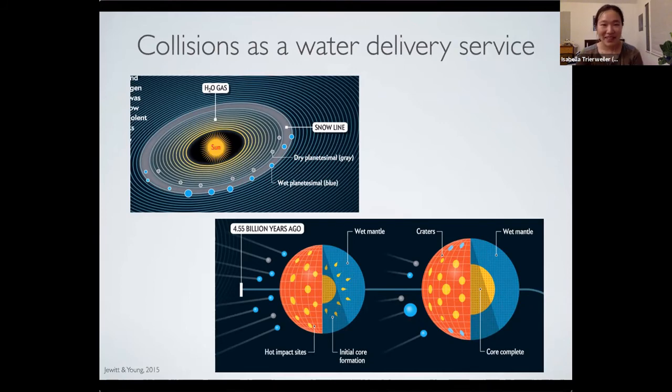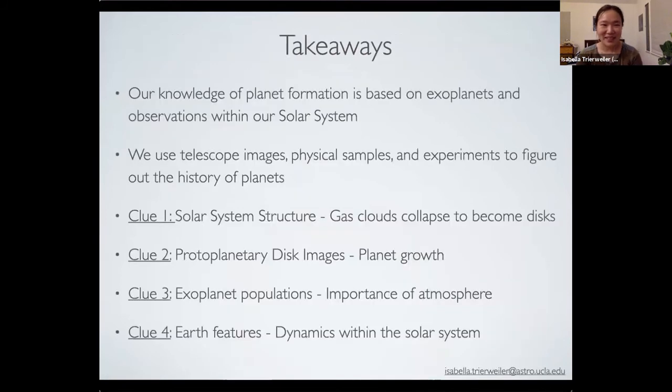So I'll stop there with our details on planet formation and just leave up some takeaways. So we know a lot about planet formation, both from within our solar system and from far, far away from our solar system. We can use all kinds of different data to learn about planets. So images, we could take samples, we can do experiments in the lab to figure out what's going on with these planets. And then we talked about the 4 clues and what those can tell us.